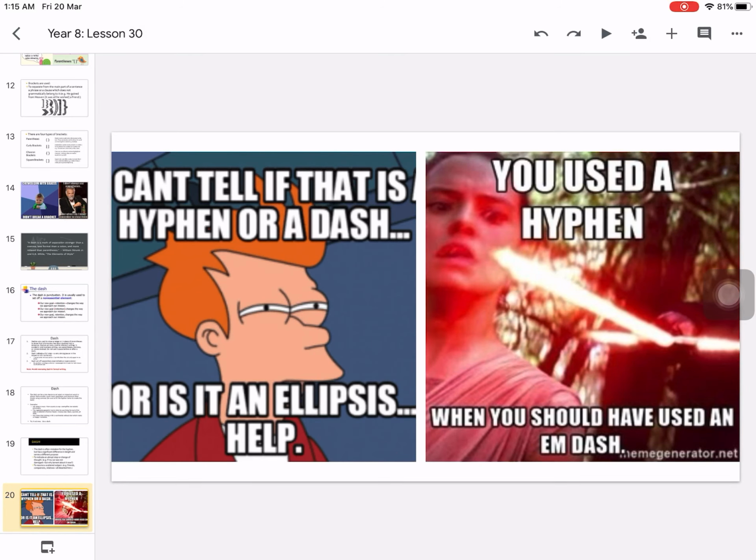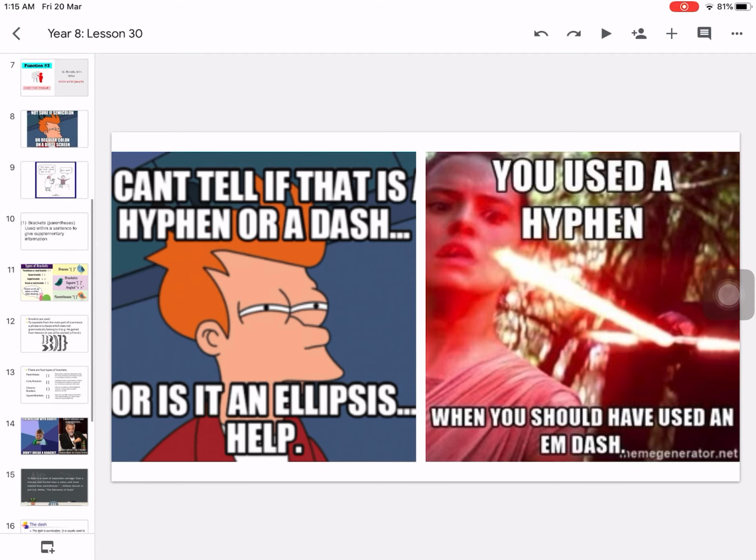So can't tell if that is a hyphen or a dash, or is it an ellipsis? Help. What you need to know is a hyphen is a bit shorter than a dash. They carry different functions as well. So if you still don't know what a hyphen is, you better go to year 7, because you should have known by now. You use a hyphen when you should have used an M dash. M dash is one of the dash types.